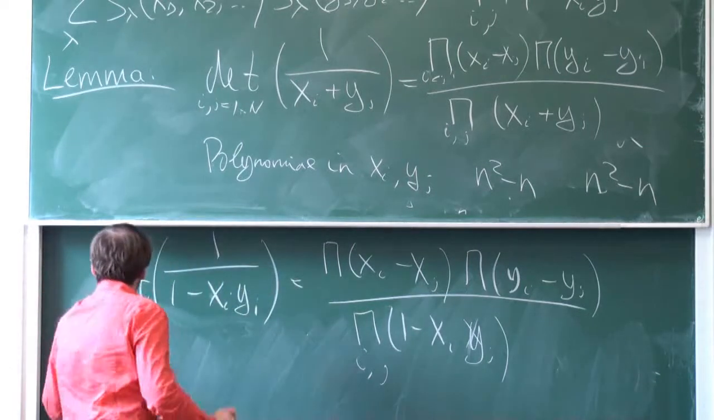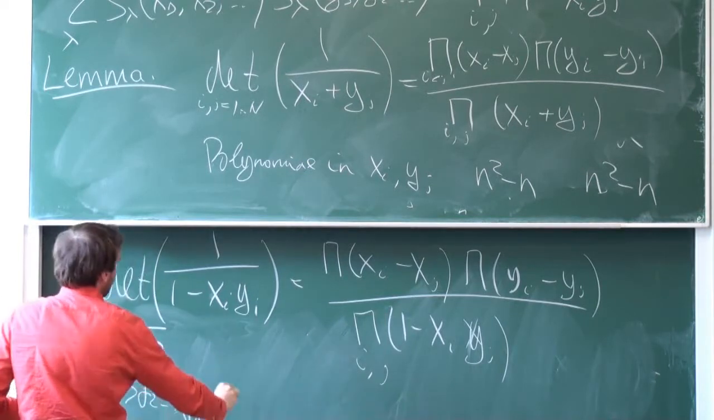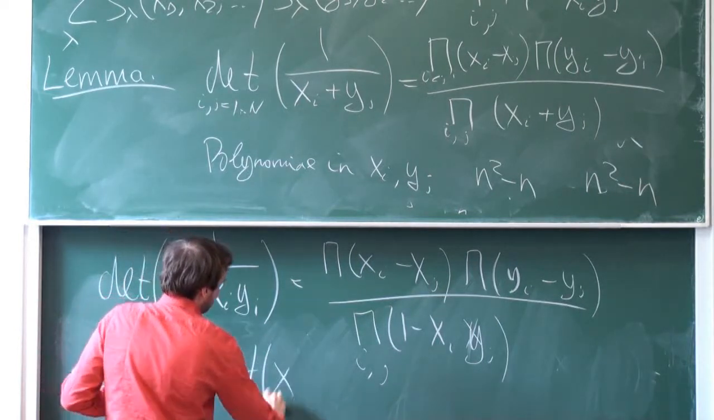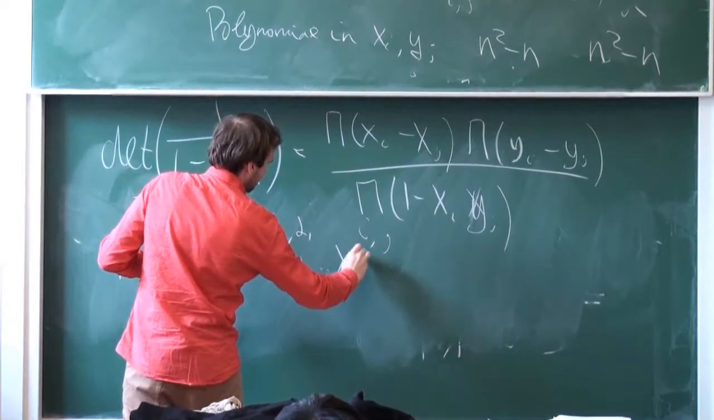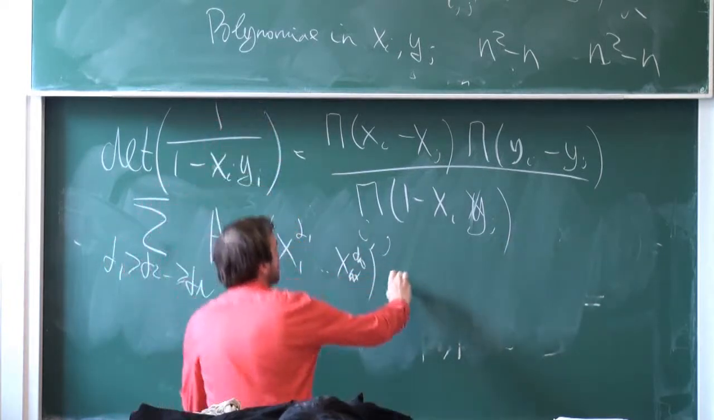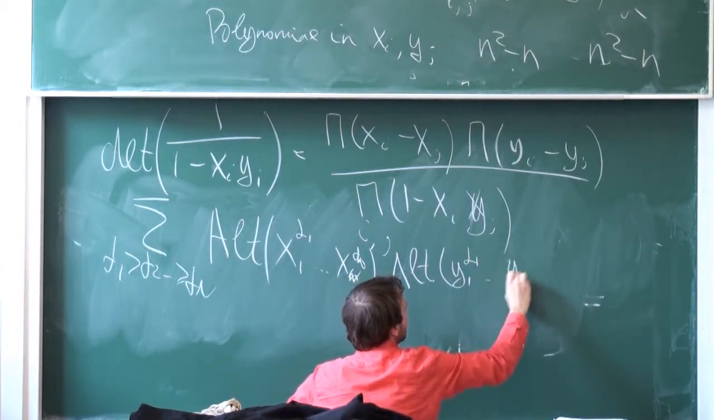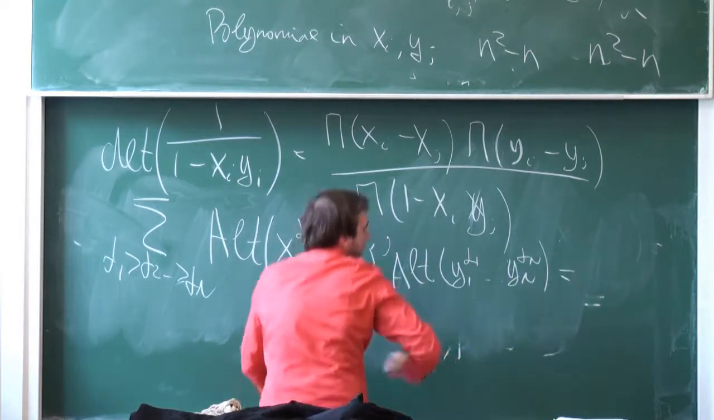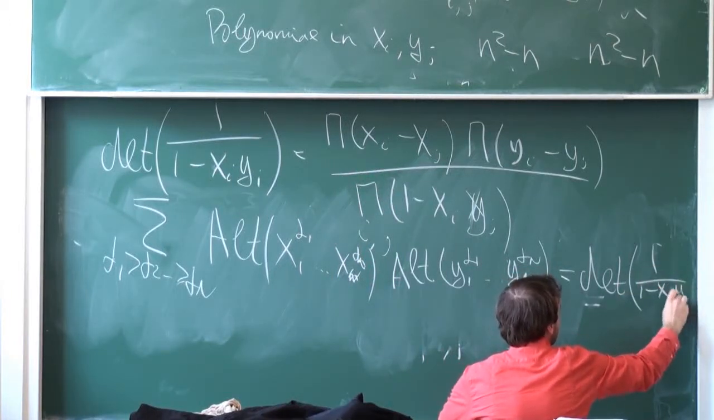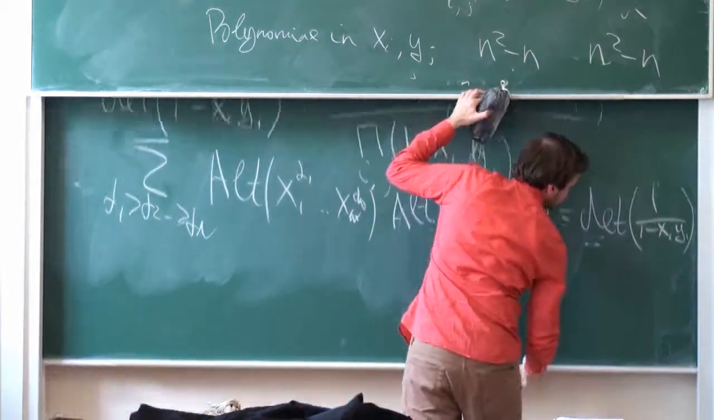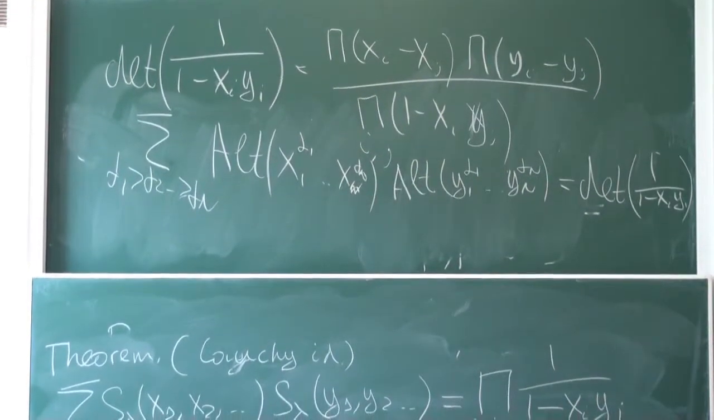So the sum over alpha 1 greater than alpha 2 greater than ... greater than alpha n of the alternant of x1 to the alpha 1, ..., xn to the alpha n, times the alternant of y1 to the alpha 1, ..., yn to the alpha n, is equal to the determinant of 1 over (1 minus x_i y_j). Okay, now how to prove this identity?